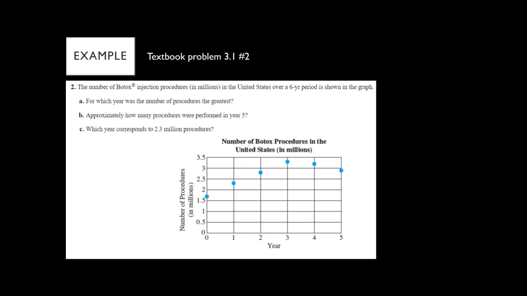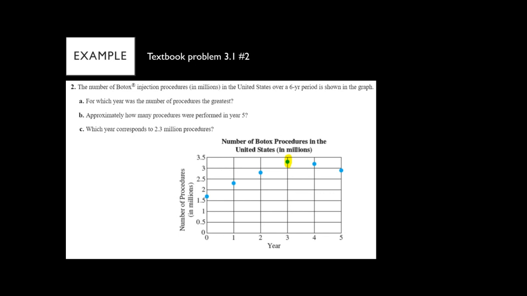So let's look at part A. For which year was the number of procedures the greatest? So the largest number on our graph, we're looking at this value right here. And so that's the highest number, because if you look at vertically, the low numbers are in the bottom, the high numbers are on the top. It makes sense, low to high, that the bigger it is, the higher it's going to be, like a mountain.